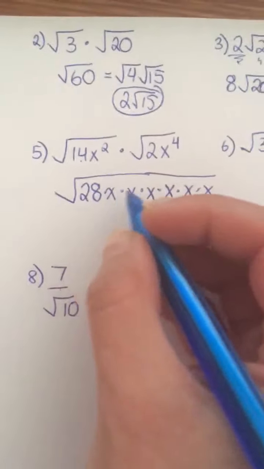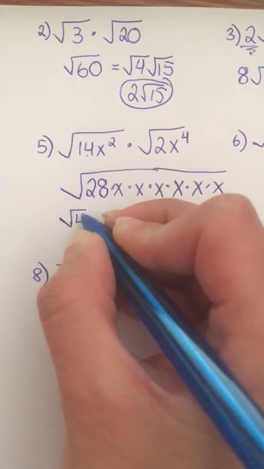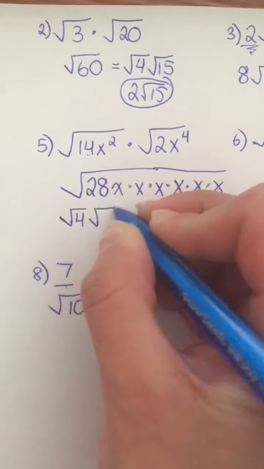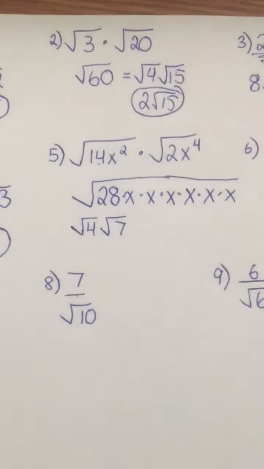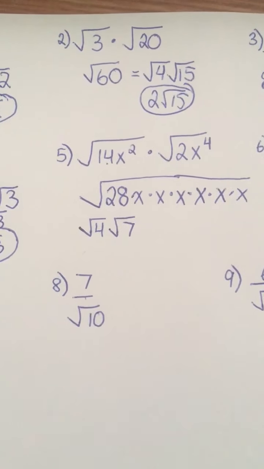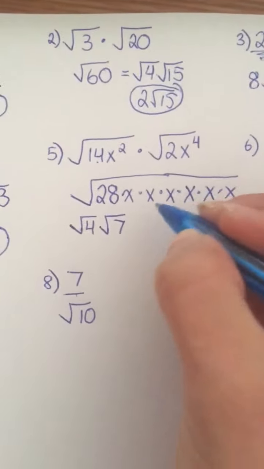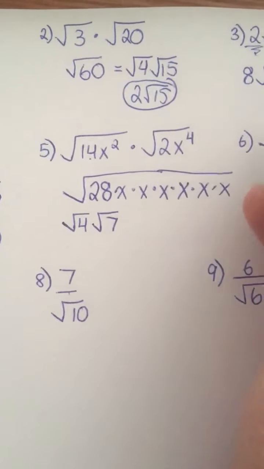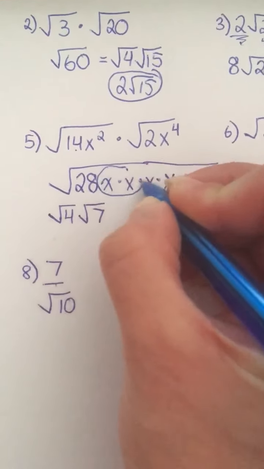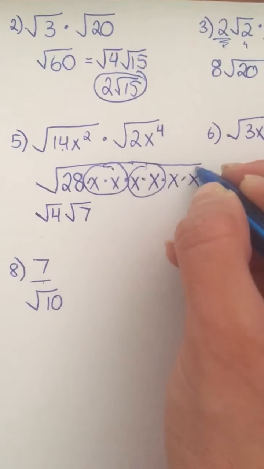So first we can break up the 28 to 4 and 7. So it will be radical 4, radical 7. And then when it comes to the x's, basically you want to see how many times they are multiplied by themselves. So you can basically circle groups of 2 and see how many groups of 2 you have. So we have one x by itself, second group, third group.